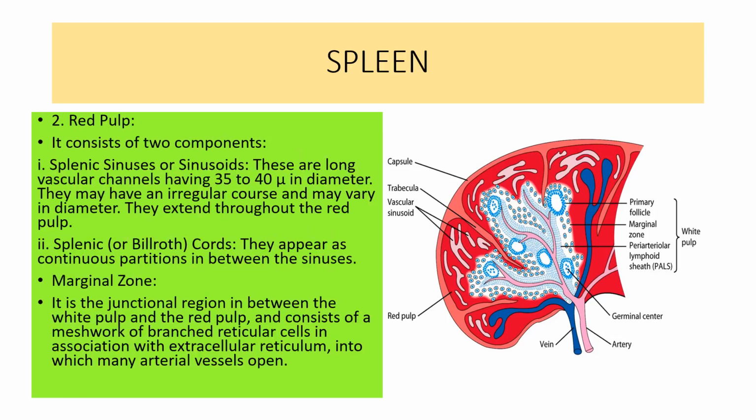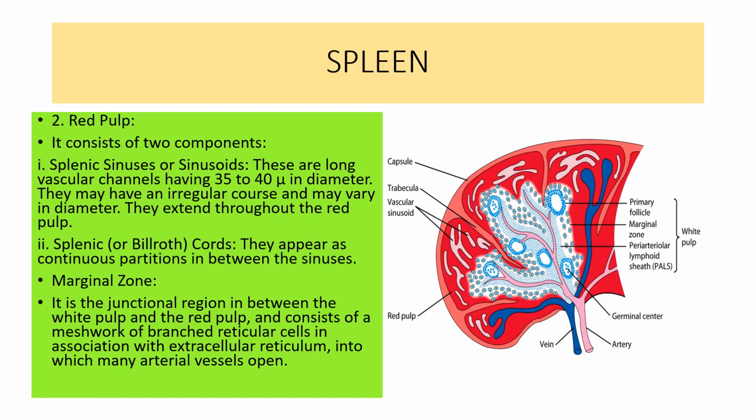Red pulp. It consists of two components. Sinuses. They are long vascular channels having 30 to 40 micron in diameter. They may have irregular coats and may vary in diameter. They extend throughout the red pulp. Then there is the splenic cord. They appear as continuous partitions in between the sinuses.